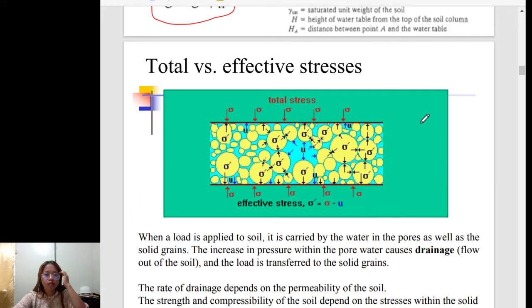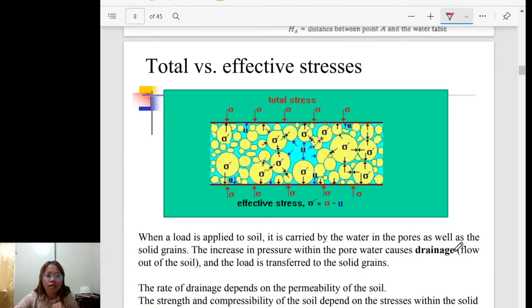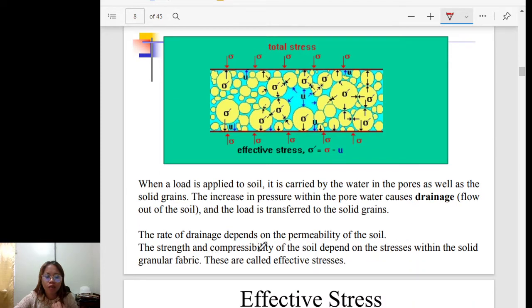Total versus effective stress. When a load is applied to soil, it is carried by the water in the pores as well as the solid grains. So the increase in pressure within the pore water causes drainage or flow out of the soil, and the load is transferred to the soil grains. The rate of drainage depends on the permeability of the soil. The strength and compressibility of the soil depend on the stresses within the solid granular fabric. These are called the effective stresses.